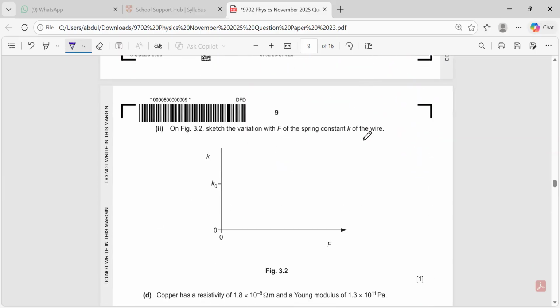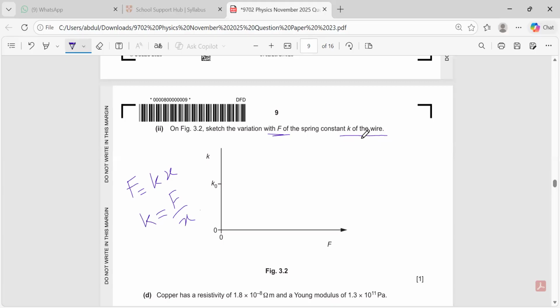Next, my dear friends. On figure 3.2, sketch the variation with F of the spring constant K of the wire. The graph was a straight line. So now see, we know that F is equal to Kx. So it means K is equal to F over X. Yes, the graph was a straight line.